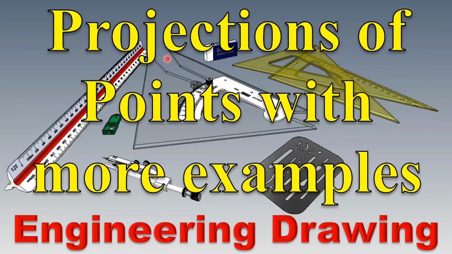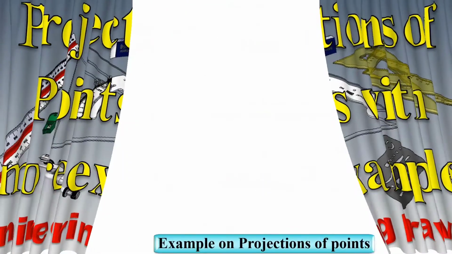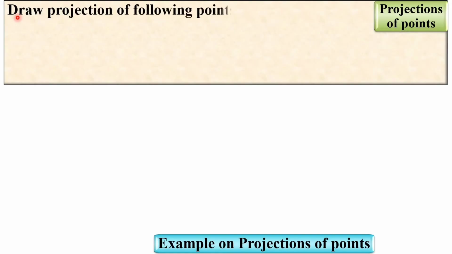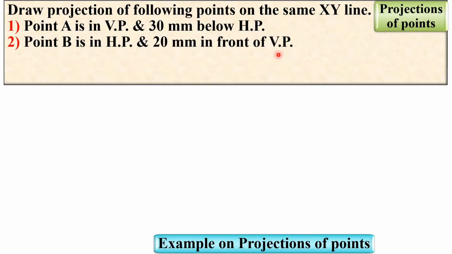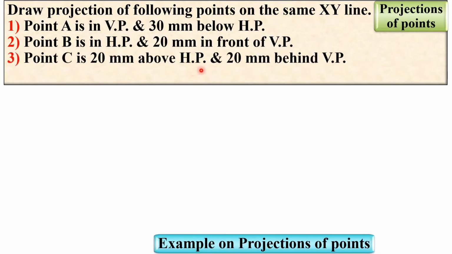Today we will discuss the projection of points with more examples. So let's see first of all the description. Draw projection of the following points on the same XY line. First, point A is in VP and 30 mm below HP. Then point B is in HP and 20 mm in front of VP. Then point C is 20 mm above HP and 20 mm behind VP. And last one, point D is on HP and on VP.